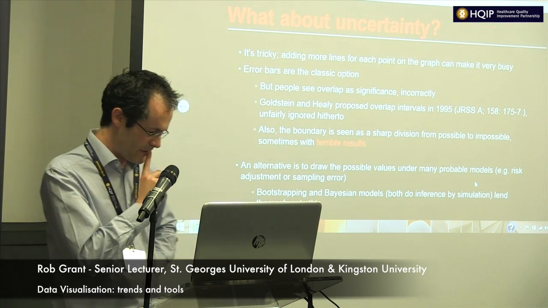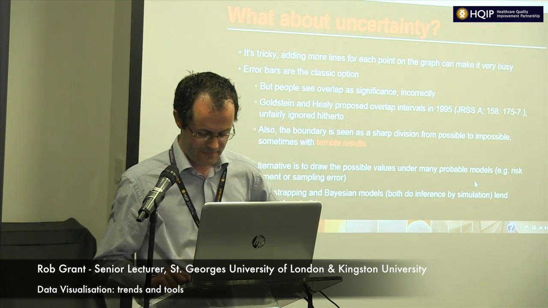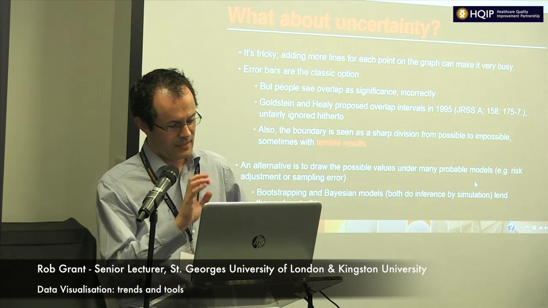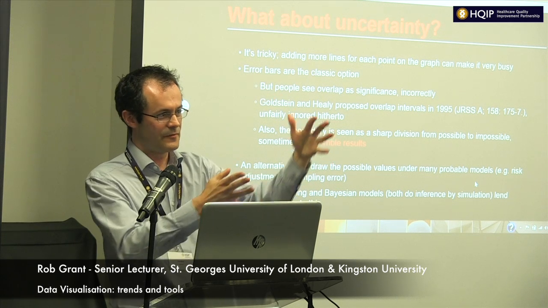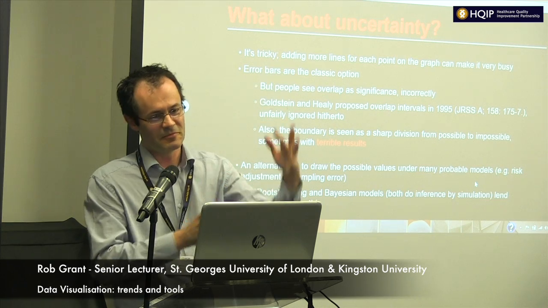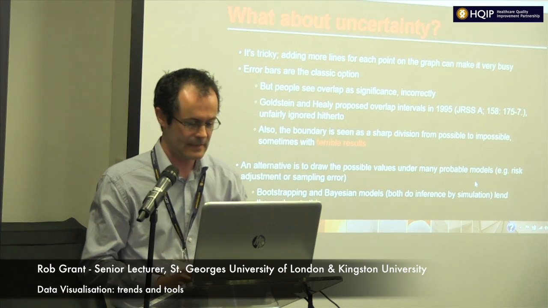Uncertainty has been notably absent apart from the caterpillar plot and the funnel plot. And it's tricky because you're going to add more stuff, more ink onto the page, and it's going to get so busy you can't see the pattern anymore. So error bars are the classic option. You've got a line extending above and below a point, and it says it's somewhere in here, or an area following a curve, which says, well, we don't really know where the curve is, but it's somewhere in this area.